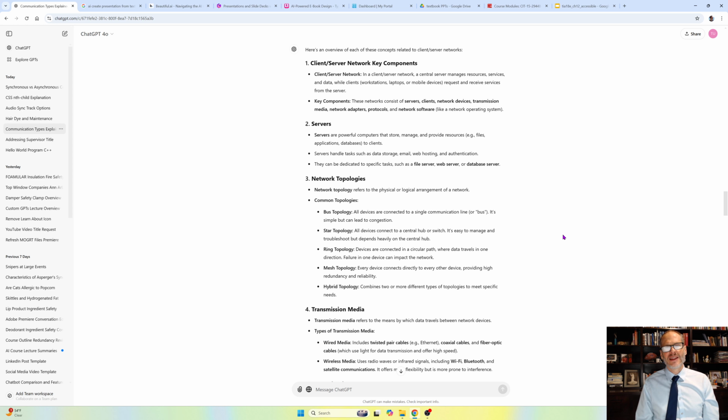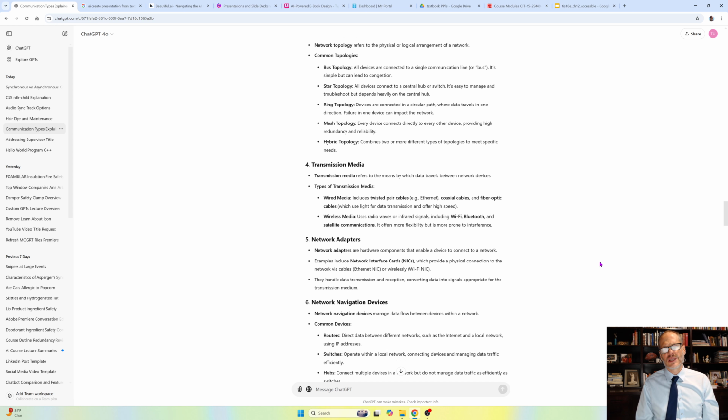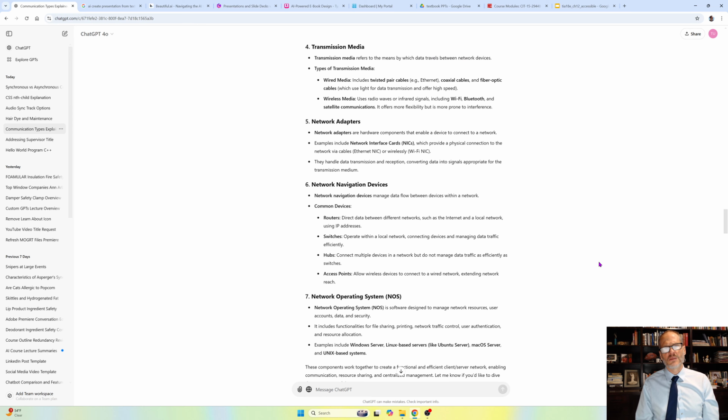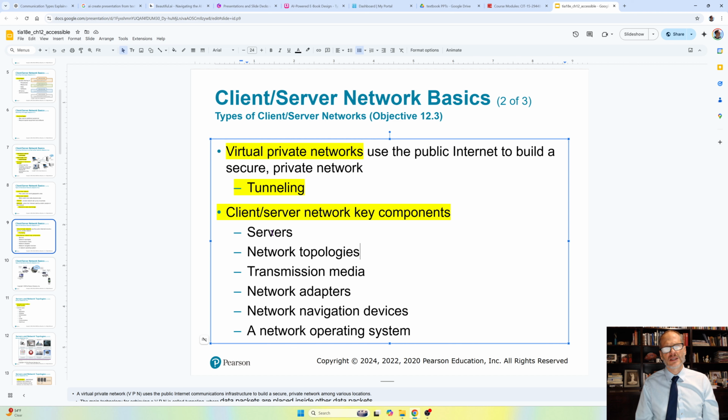And then we talked about client-server network key components. So here we looked at servers and we looked at network topology. And so I just told you about star topology right here. So you could pause the video and read those things. And then we talked about transmission media. So this was everything related to this: servers, network topologies, transmission media.